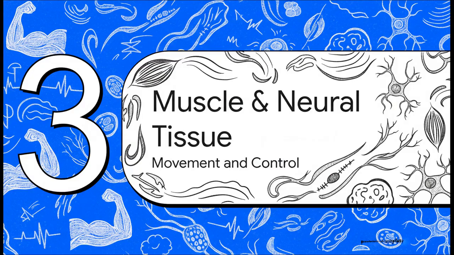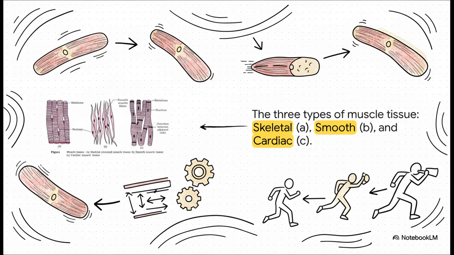All right, time for the engines and the wiring of the body: muscle and neural tissues. These are the tissues that are responsible for creating every action and sending every communication. Muscle tissue is all about one thing: movement. It's made of these long fibers that are packed with special proteins that can literally slide past one another. So when they get a signal, they slide, and that shortens the entire fiber. This powerful contraction is the force behind everything, from you taking a single step to the beating of your heart.